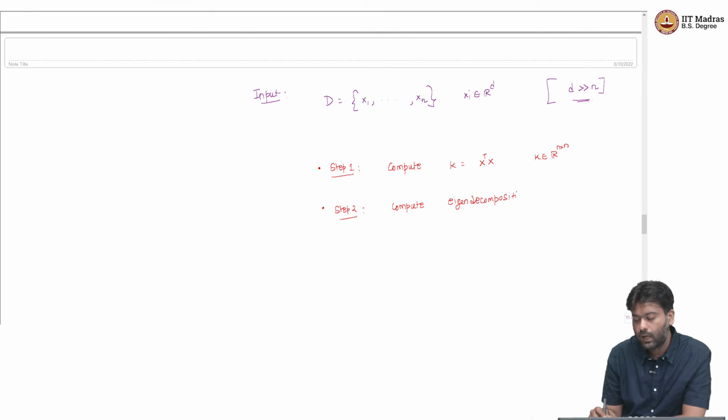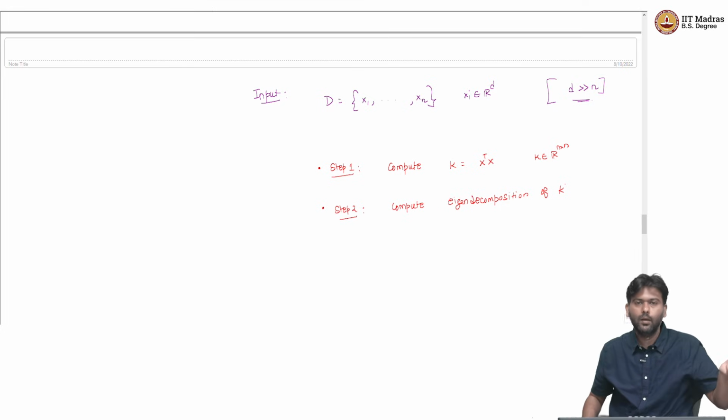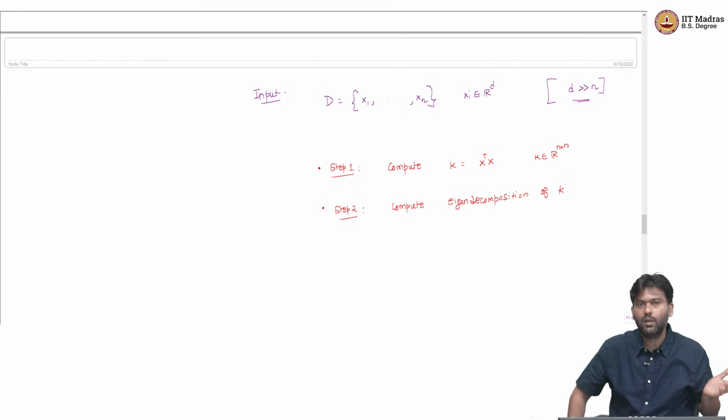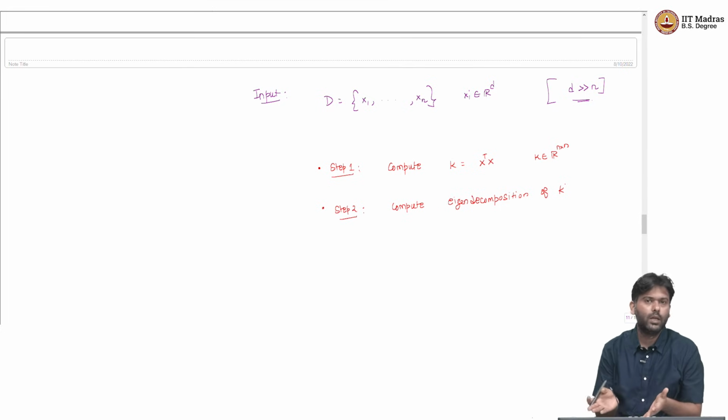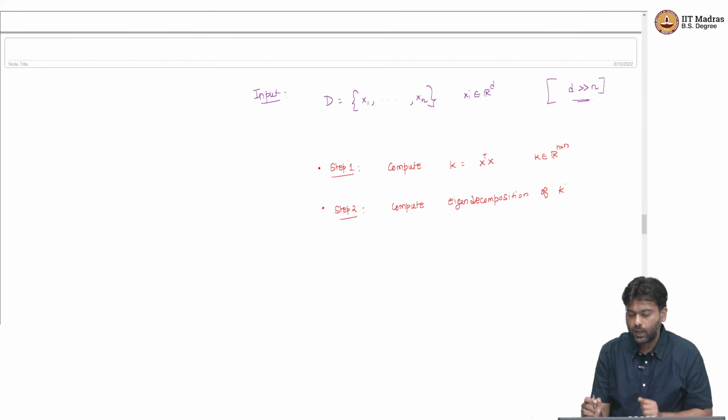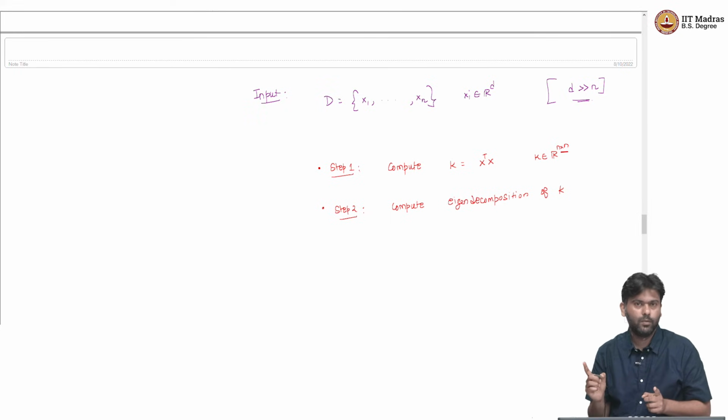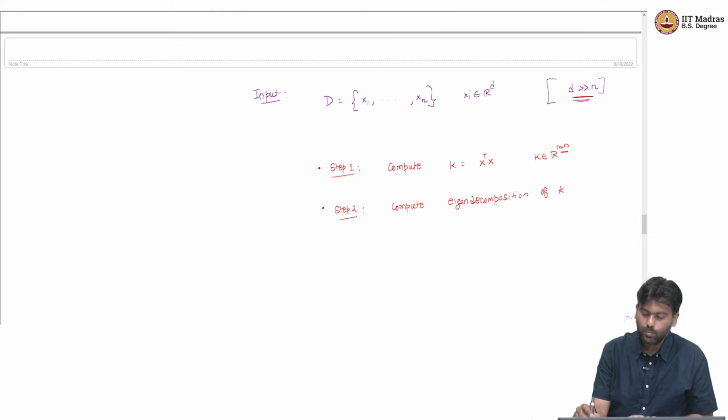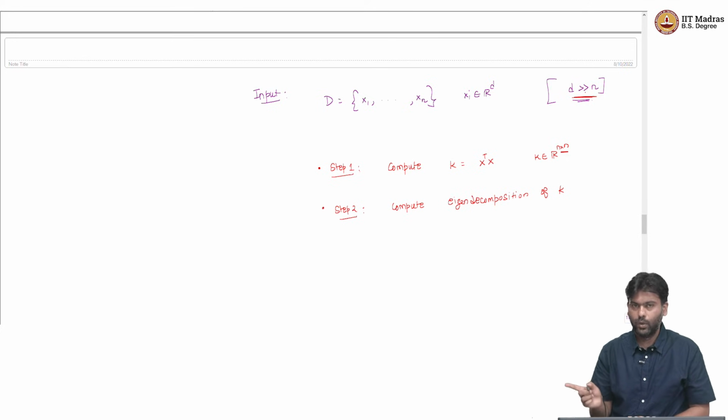Now, this is still an eigen decomposition, right. Well, we wanted to avoid a costly eigen decomposition, but then we are saying in step 2 we are doing an eigen decomposition of K. But note that K is an n cross n matrix, which means the eigen decomposition of K is only going to take order of n cubed. And if D is much larger than n, essentially what you are saying is that instead of doing a d cubed eigen decomposition, you can do an n cubed eigen decomposition, right. Which might be much cheaper in general.